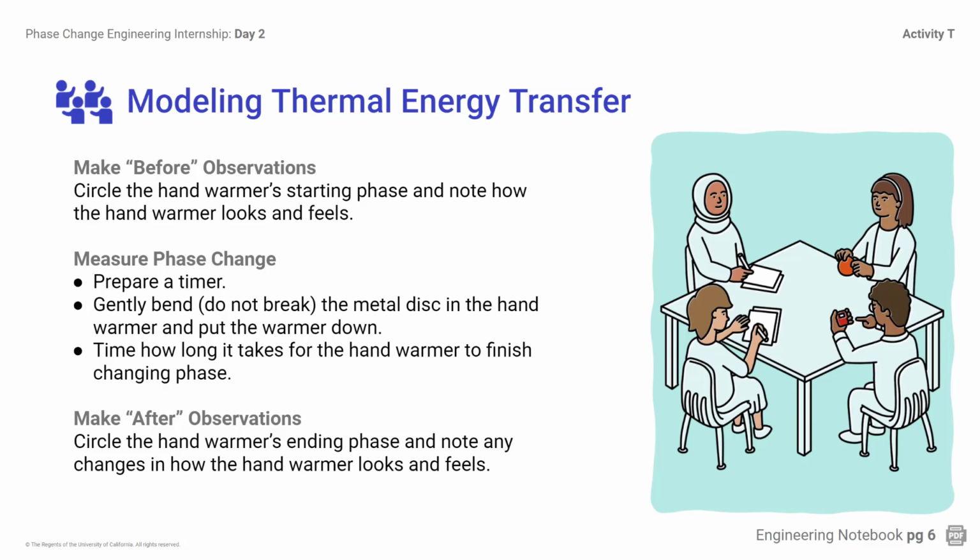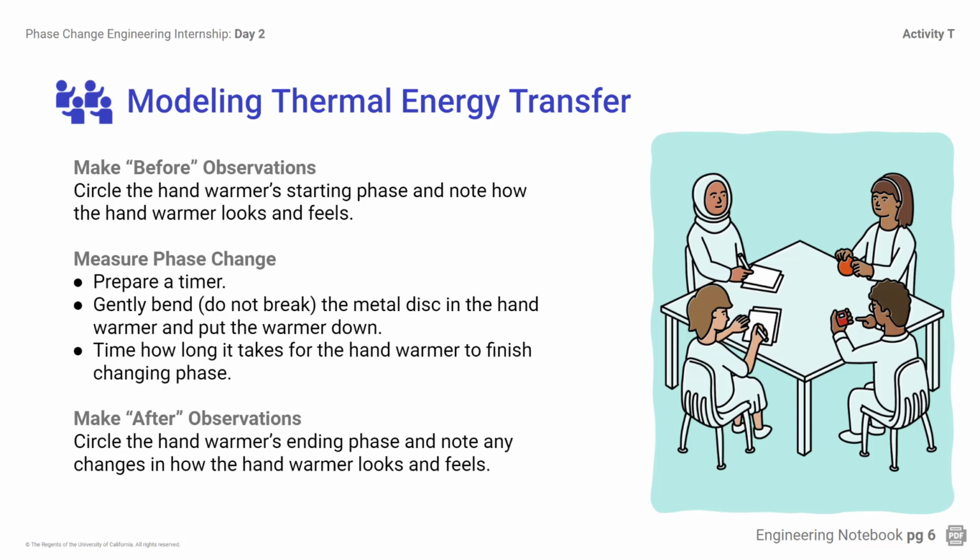Modeling thermal energy transfer. Make before observations. Circle the hand warmer starting phase and note how the hand warmer looks and feels. Measure phase change. Prepare a timer. Gently bend, do not break, the metal disc in the hand warmer and put the hand warmer down. Time how long it takes for the hand warmer to finish changing phases. Make after observations. Circle the hand warmer's ending phase and note any changes in how the hand warmer looks and feels.